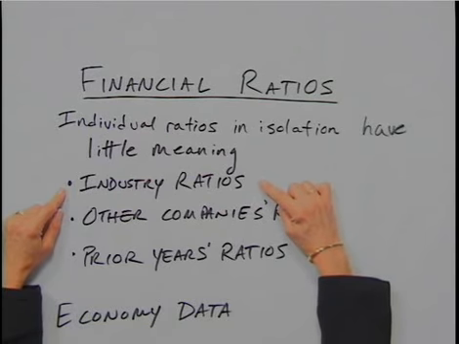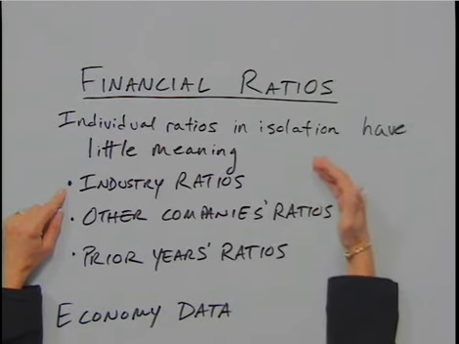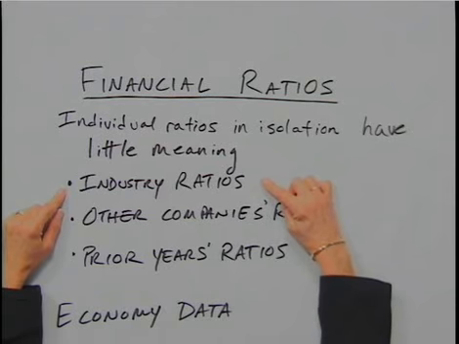So you look at your current ratio and it's 1. You see everybody else has a current ratio of 2, and you say, okay, what's going on here? This is an indication you need to examine the issue further. So industry ratios are the most common.